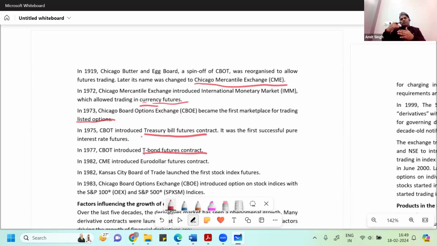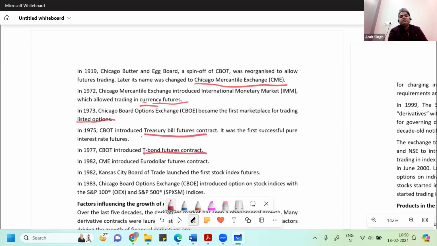Okay, so if I just recap what all we have understood, we have understood about the Chicago Board of Trade, which introduced future contract. Then there's another arm of the Chicago Board of Trade called the Chicago Butter and Egg Board. They introduced trading on future. And then the Chicago Butter and Egg Board, which was renamed as the Chicago Mercantile Exchange, introduced the currency future in 1972. Then they went one step further from commodity derivative to currency derivative, now to credit derivative, treasury bill future, and then treasury bond futures were introduced in the market over these exchanges, either the Chicago Mercantile Exchange or the Chicago Board of Trade. So all these we are talking about in the US market.